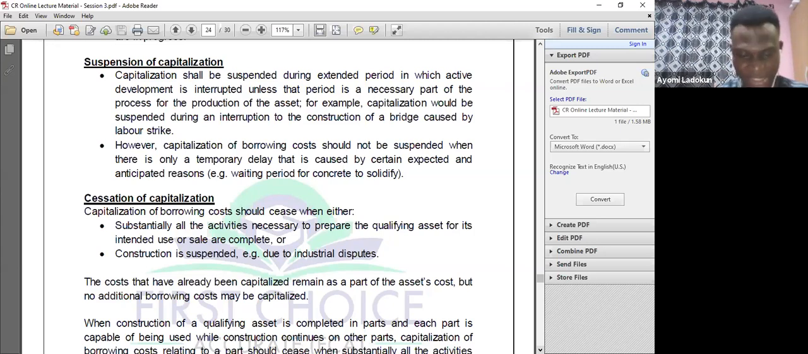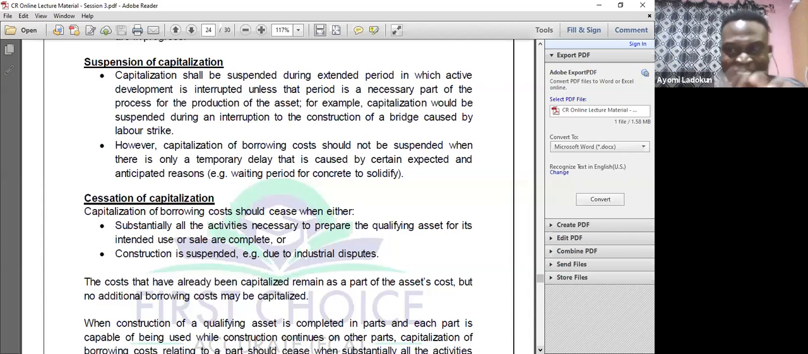What does that mean? For example, I'm building a building. At least you understand what I'm saying. Okay, I'm constructing a building, and I now do what they call decking. Normally you wait for maybe 21 days or thereabout for the concrete to solidify. In that case, that waiting period is necessary to get the asset ready for its intended use or sale. So in that case, you continue to capitalize borrowing costs.